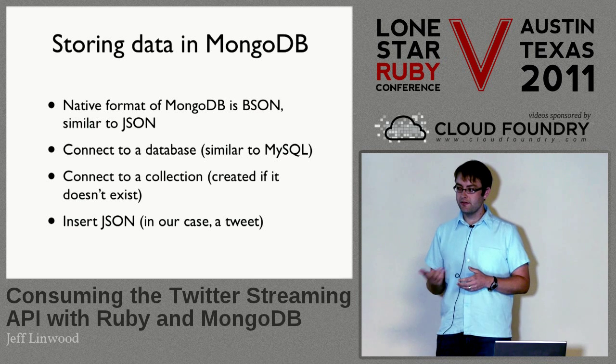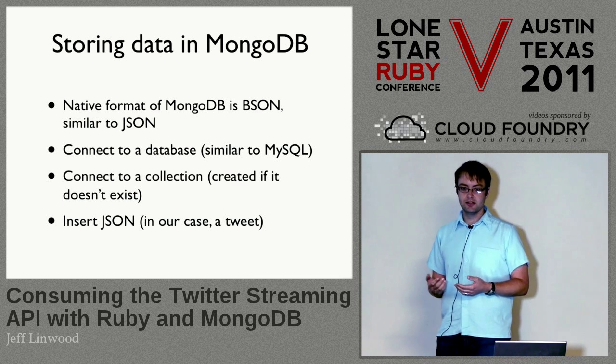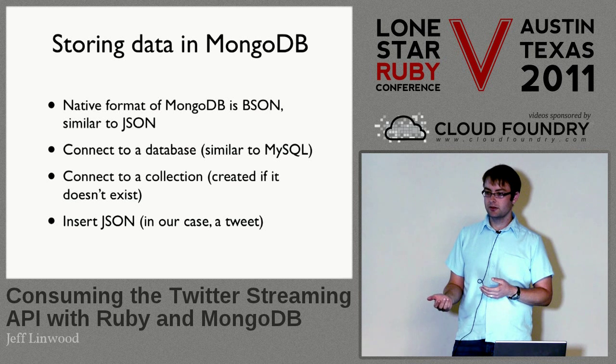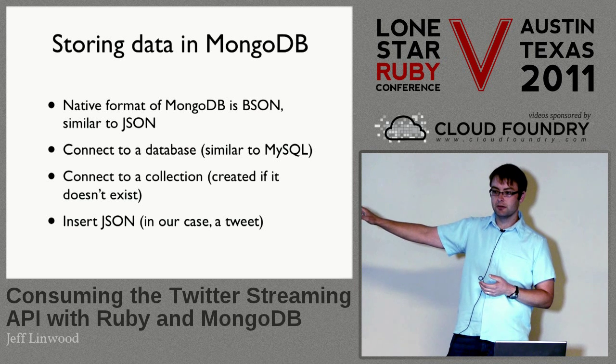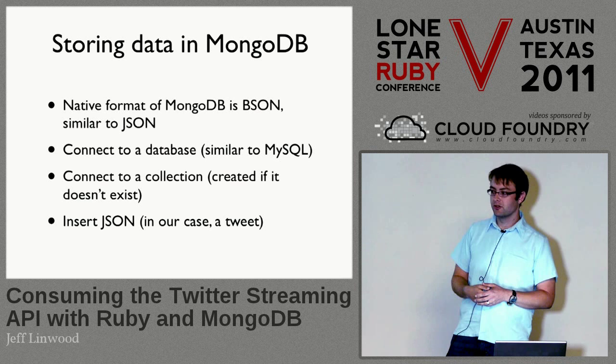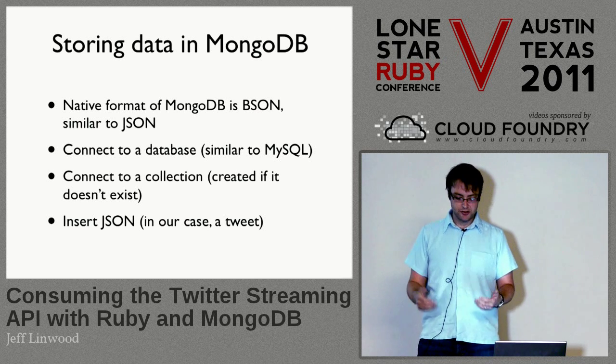This is an interesting concept: you can put anything you want in these collections. You can have documents that have different schemas. So I could take tweets with that JSON format, drop them into one collection in MongoDB, and then go ahead and drop something else with a different schema into it. And then last, just insert JSON.